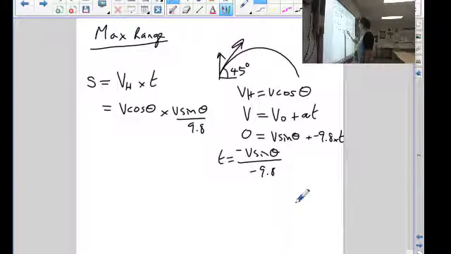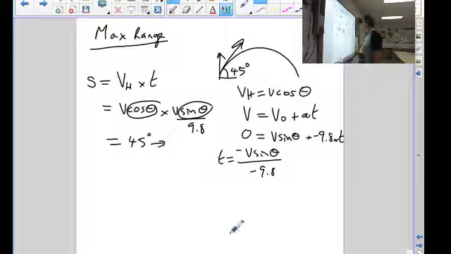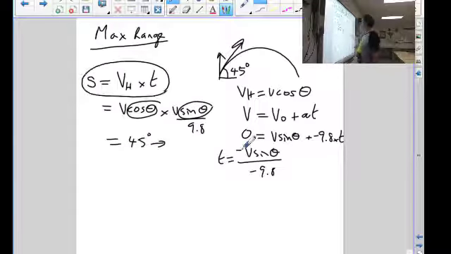Now it turns out the product of sine theta and cos theta is at its best for an angle of 45 degrees. That's when you'll get your best size of range there, and that's why you want to use 45 degrees if it's a uni-level projection. So just bear that in mind. For uni-level projections, you get the best product there at 45 degrees.